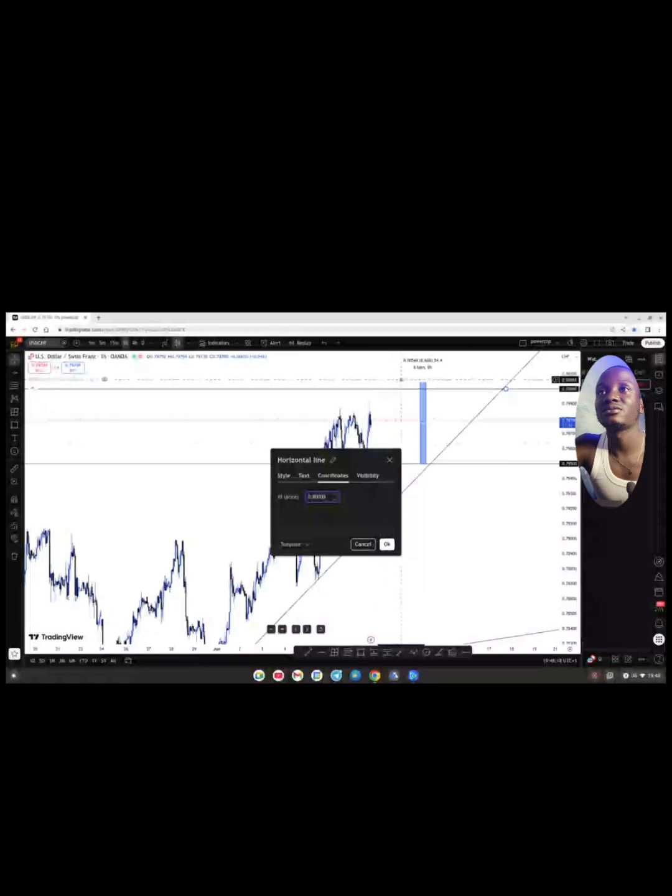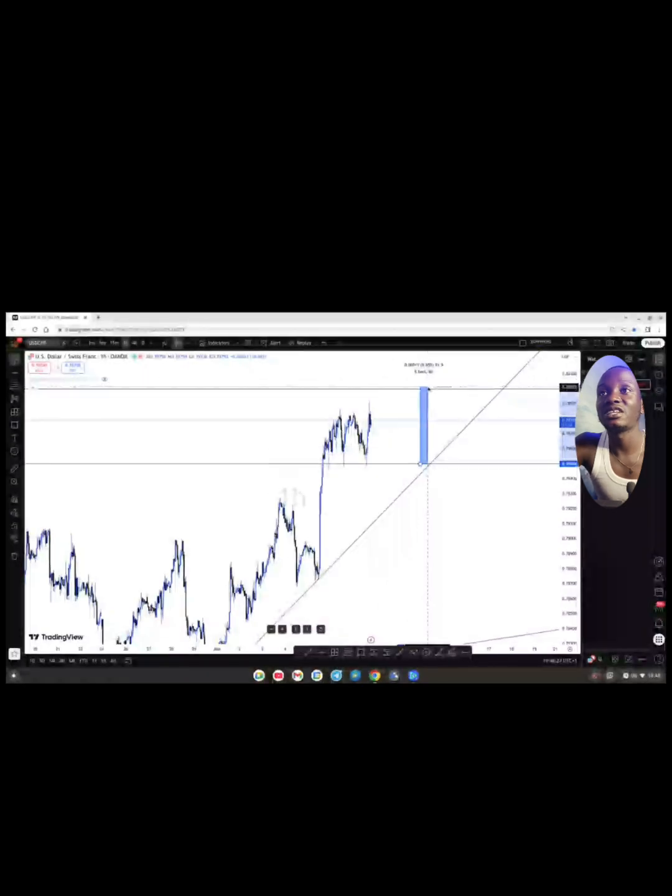Okay, so now what will I pick? I'll pick 8k, 8,000. Good. So that's the 50 pip there. Let me adjust it so you can see very clearly. 49, because it's really not overlapping.